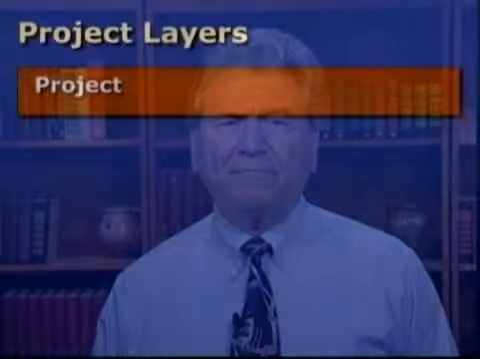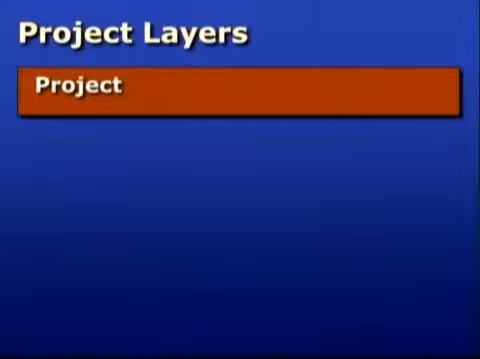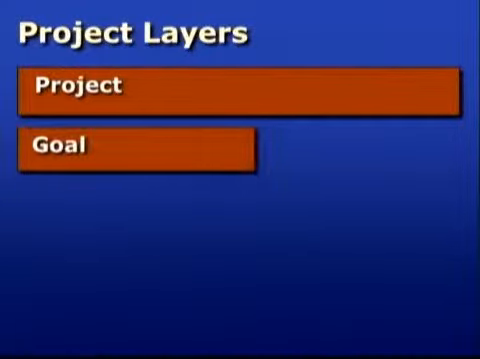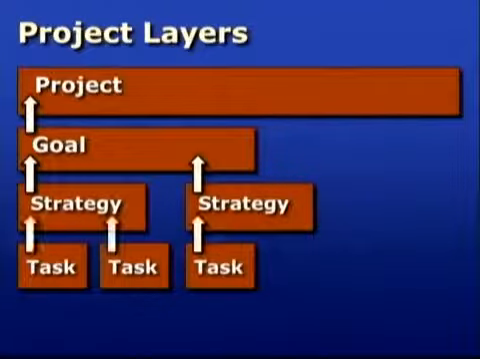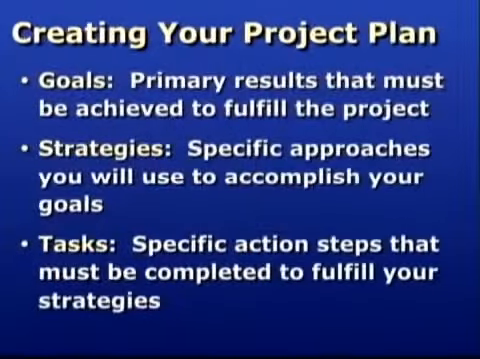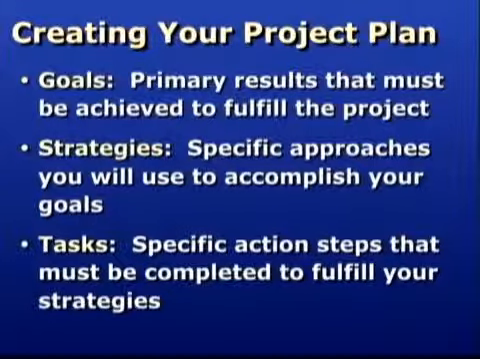You'll notice that size is not one of the characteristics of a project, which means a project can be one person or a large team of people. It can last a few days, months, or even years. Conceptually, there are 4 basic layers in a project: the project itself, goals, strategies, and tasks. Goals are the primary results that must be achieved to fulfill the project. Strategies are the specific approaches used to accomplish the goals, and tasks are the specific action steps that must be completed to fulfill the strategies.